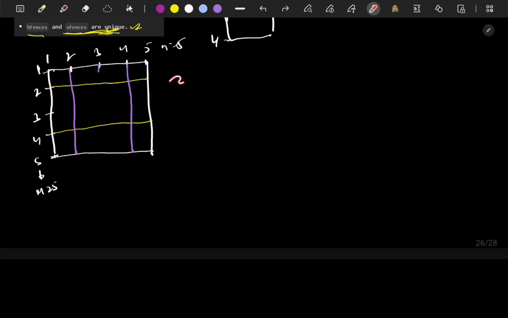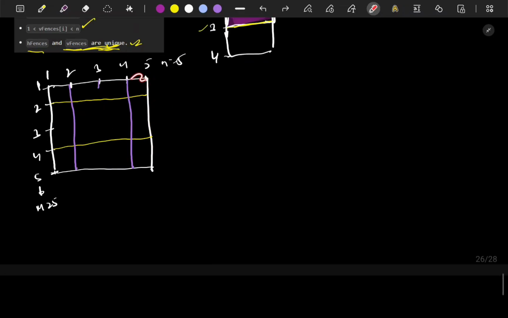Same way in vertical fences. Okay, vertical fences: if we consider this vertical line, this will give a side of size 1. There is no vertical line here. If we consider this vertical line, this gives 1, 2, 3 units, meaning length 3. If we consider this as a vertical fence, it will give 1, 2, 3, 4 length. So see, with this vertical line we are having 4 length, 1, 2, 3, 4.